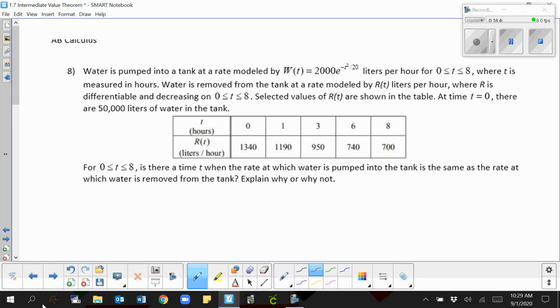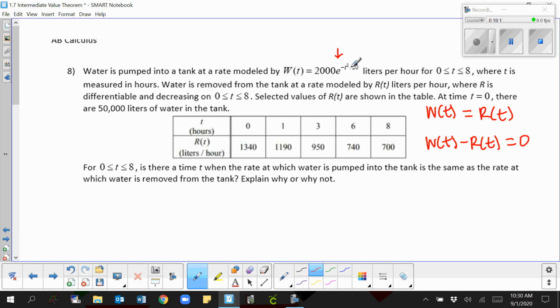So on our interval, is there a time t when the rate at which water is pumped into the tank is the same as the rate at which water is removed from the tank? Explain why or why not. What I'm looking for is where W of t is equal to R of t, or I could write that as W of t minus R of t is equal to 0. I'm looking for that on my interval 0 to 8. For this one, you are going to need a calculator because we do have an e here that we're going to have to work with.